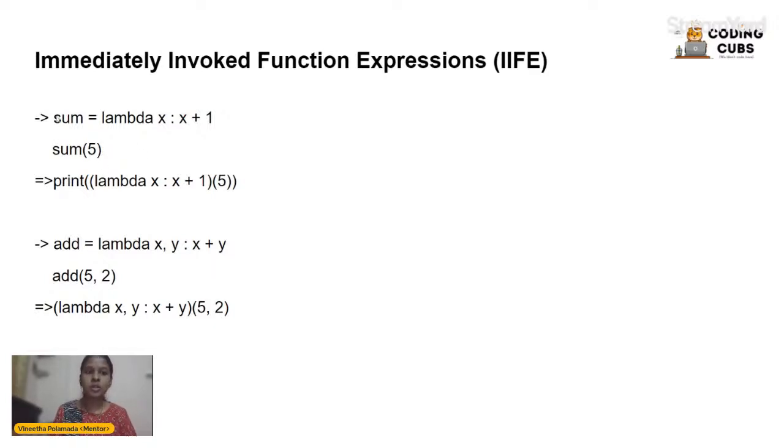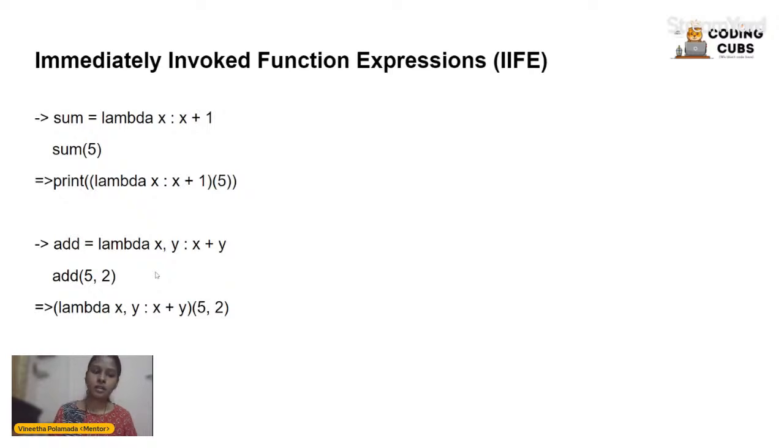If I don't want two lines of code, I want it in a single line, what I'll do, I'll just do print lambda x colon x plus 1 and 5. So here only I'm passing my parameter also. In a single line, it will just get over. So immediately invoked function: as soon as you do it, it will get invoked immediately.